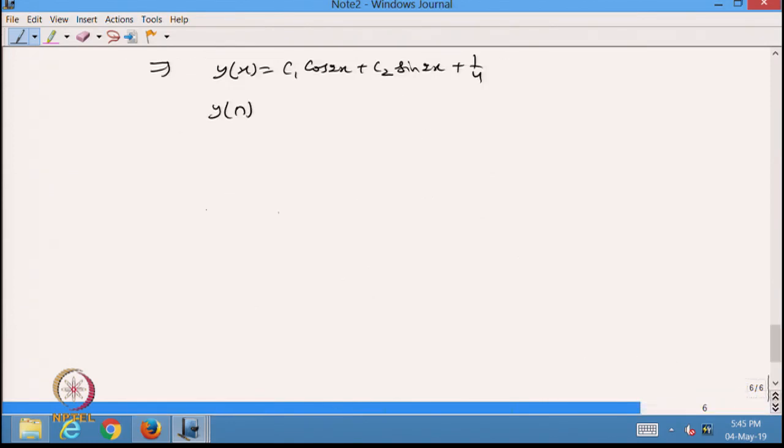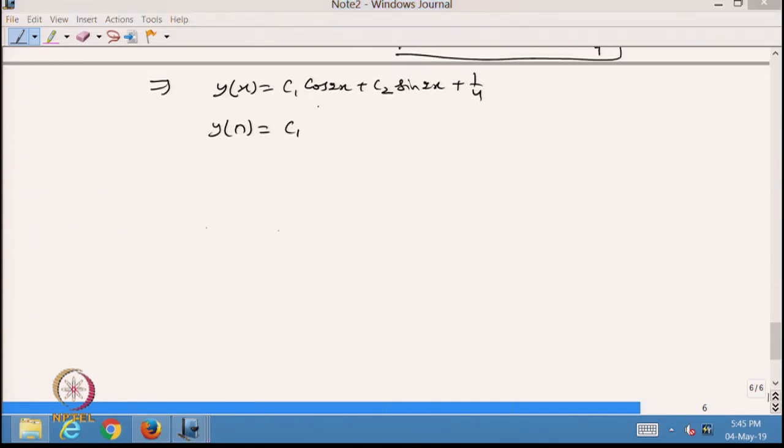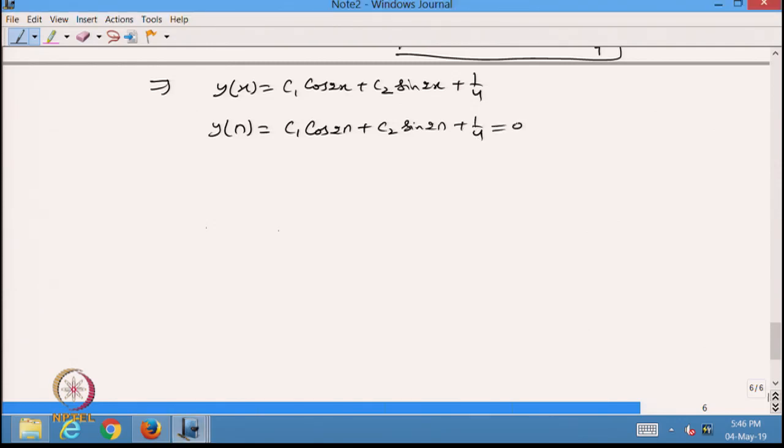And then I apply my initial condition. So, my y of π will be C1 cos 2π plus C2 sin 2π plus 1 by 4, and this value is given to me as equal to 0. So, this is 0, this is 1. So, from here I get C1 plus 1 by 4 is equal to 0. So, my C1 will be minus 1 by 4.